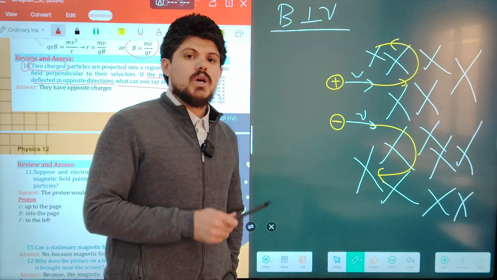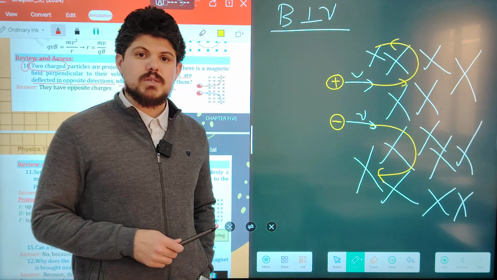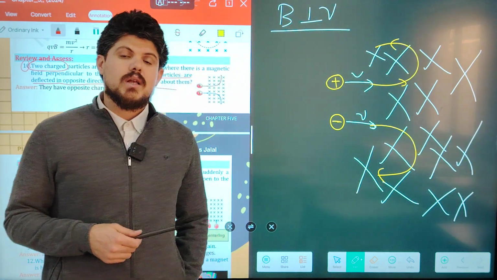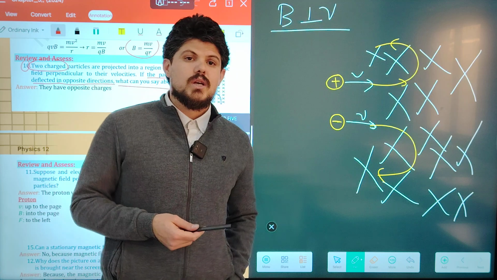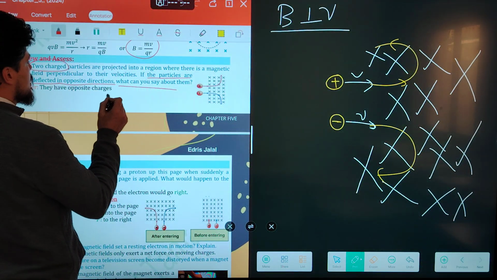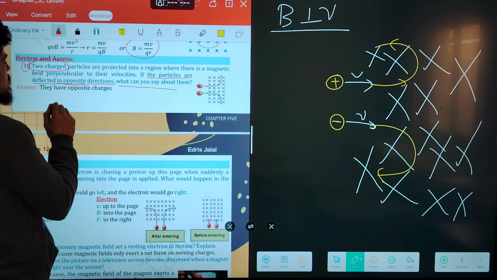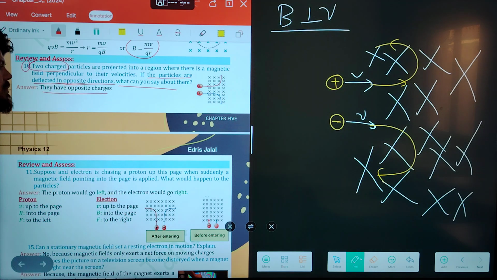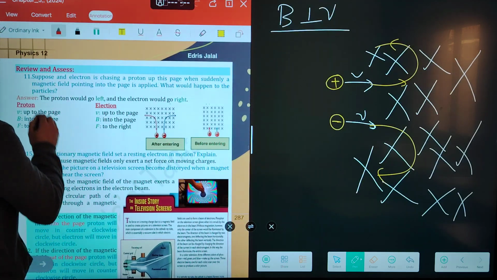Why? Because only 2 opposite charges deflect in opposite direction. If the 2 charges have the same charge, they deflect in the same direction. But because the question mentioned both of them deflect in opposite direction, they must have what? Opposite charges.